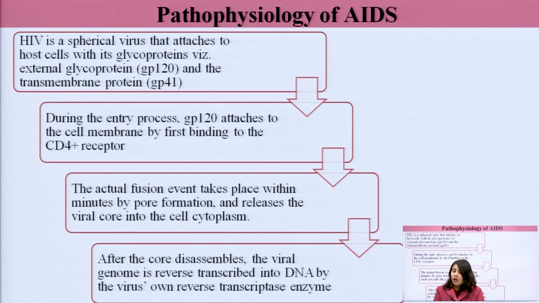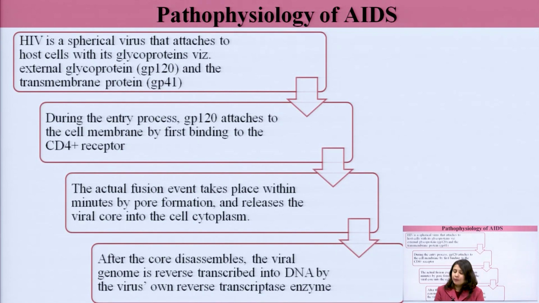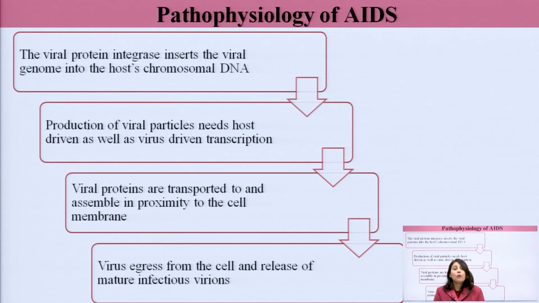During the entry process, I'll just read this out once, then I have a figure to show in which I'll explain these all over again. So, during the entry process, glycoprotein 120 attaches to the cell membrane by first binding to the CD4 positive receptor. The actual fusion event takes place within minutes by pore formation and release of the viral coat into the cell cytoplasm. After the coat disassembles, the viral genome is reverse transcribed into DNA by the virus's own reverse transcriptase enzyme. The viral protein then inserts the viral genome into the host chromosomal DNA.